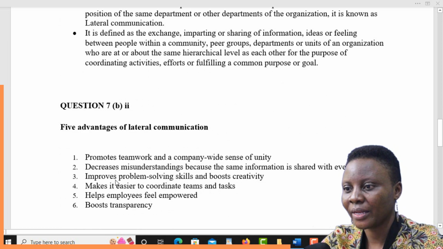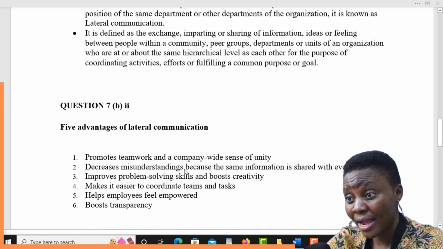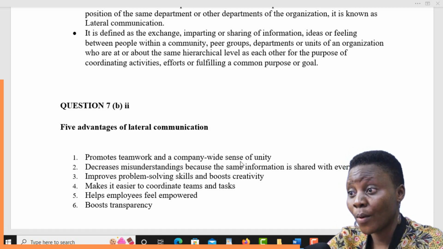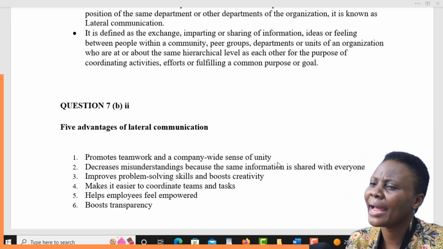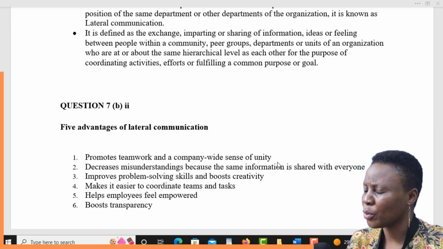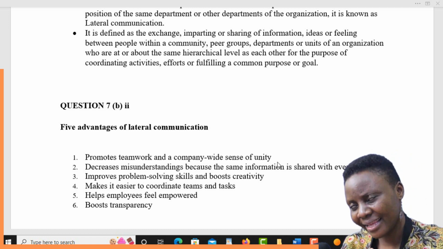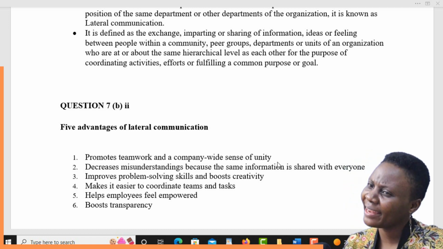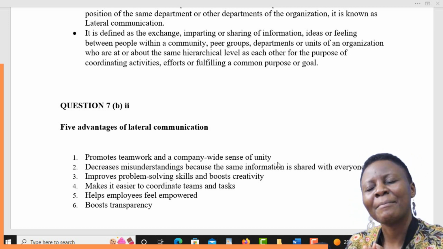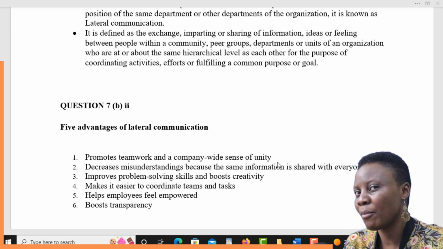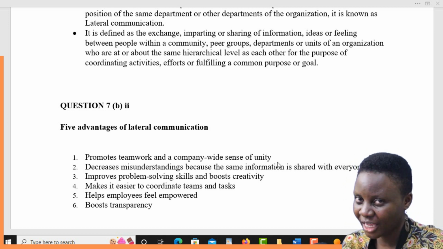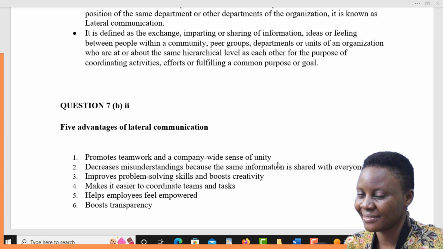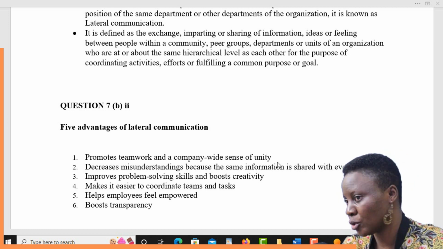Advantages of lateral communication. 1, it promotes teamwork and a company-wide sense of unity. Since people in the same level are allowed to communicate, you can cooperate well, work as a team, and achieve the common goal. And then also, in such communication, misunderstandings are decreased because people are able to communicate. In case I'm not understanding, I can make a clarification so that we avoid misunderstandings. So with lateral communication, misunderstandings are decreased if not eliminated.